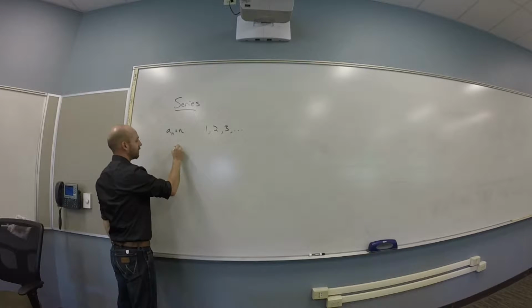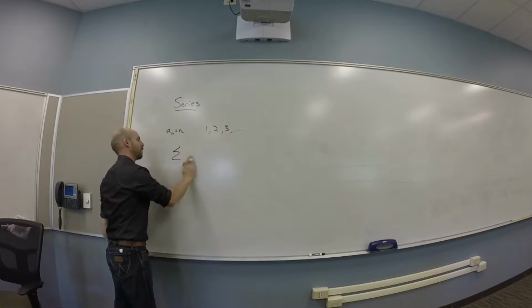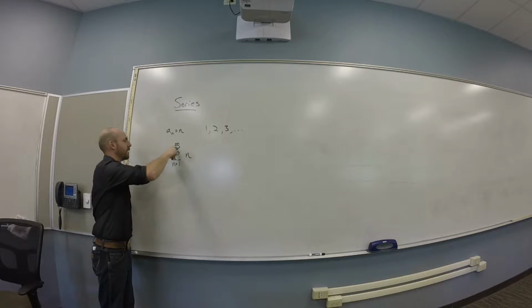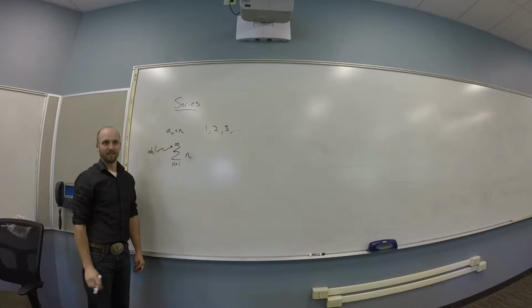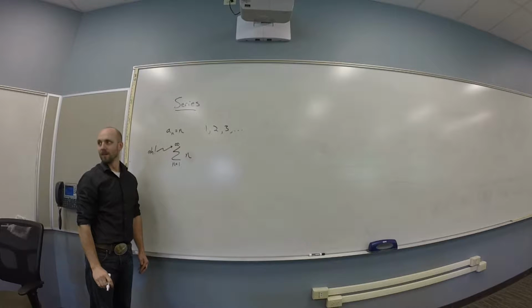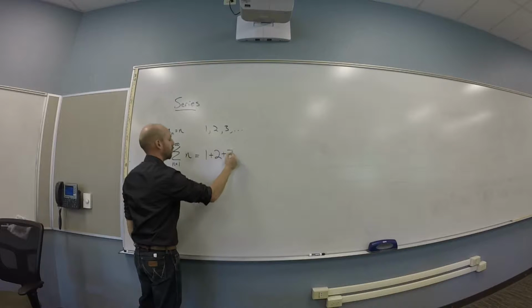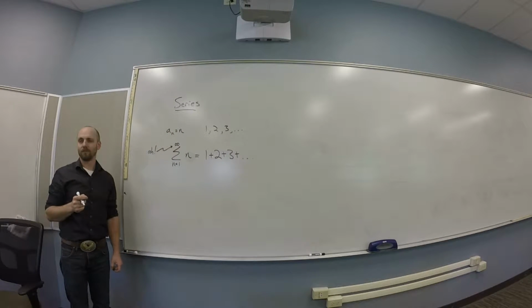The series version of that is the sum of the a_n, or the sum of n, from n is 1 to infinity. I really shouldn't even write this. How can you add infinity? So I'm going to say, okay, well that's 1 plus 2 plus 3 plus and so forth, right? Which pretty clearly doesn't tend to a number. You guys see that?